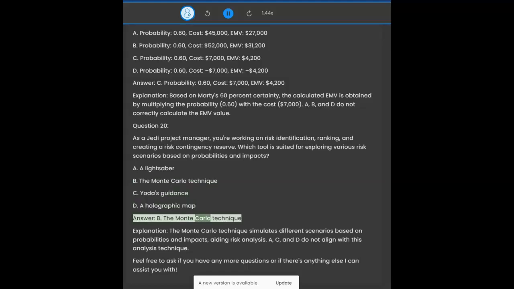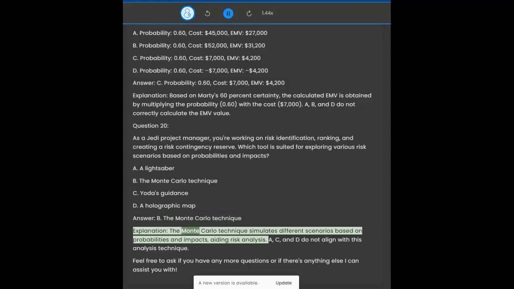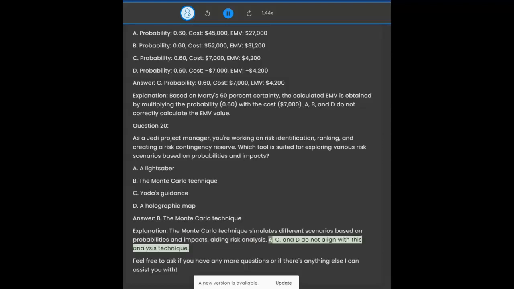Answer: B. The Monte Carlo technique. Explanation: The Monte Carlo technique simulates different scenarios based on probabilities and impacts, aiding risk analysis. A, C, and D do not align with this analysis technique.